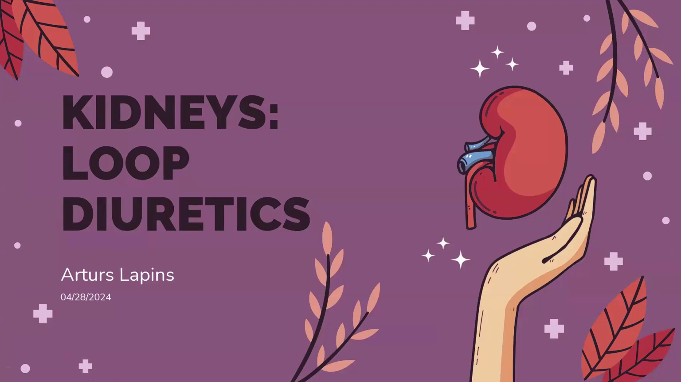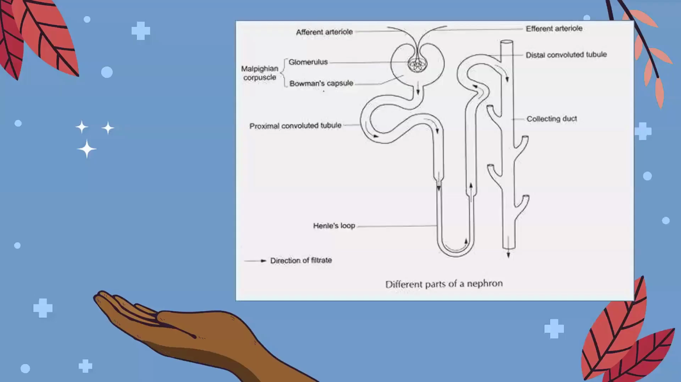So, how does it do it? Basically, it inhibits the sodium potassium chloride co-transporter in the loop of Henle, which can be seen right here, disrupting the ion reabsorption and increasing the osmotic pressure in the whole nephron. And this is the whole nephron right here. The lower we go, the closer to the medulla we get, and the higher we go, the closer to the cortex we get.